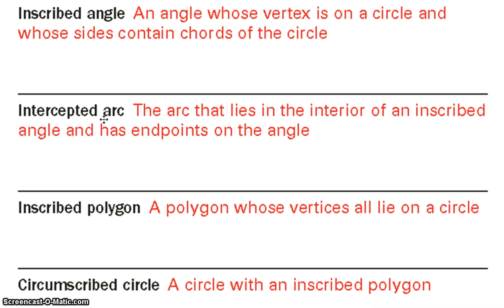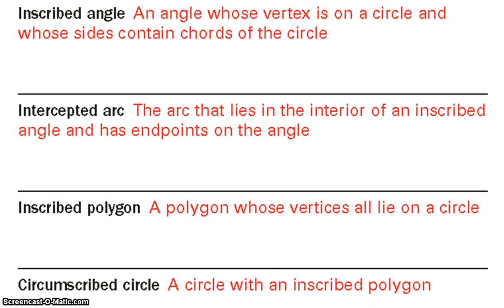Now, an intercepted arc is the arc that I make with the angle. So in the previous slide, I showed you that the inscribed angle made an arc of 40 degrees. That was the intercepted arc. That was the piece of the circumference of the circle. Now, an inscribed polygon is a polygon who has all the vertices on a circle.